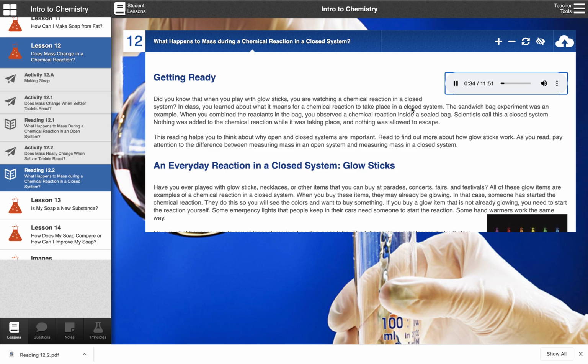When you combined the reactants in the bag, you observed a chemical reaction inside a sealed bag. Scientists called this a closed system. Nothing was added to the chemical reaction while it was taking place, and nothing was allowed to escape. This reading helps you to think about why open and closed systems are important. Read to find out more about how glow sticks work.